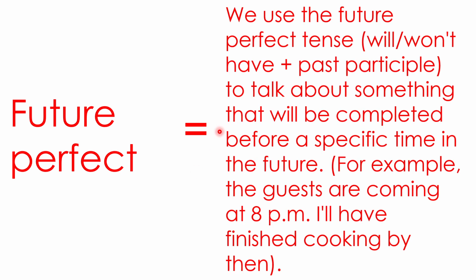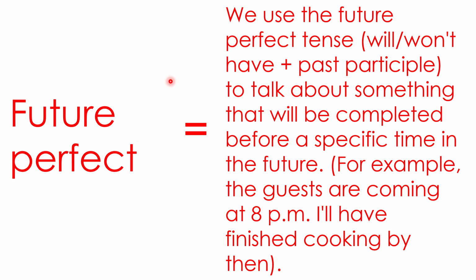Let's move on to the future perfect. We use the future perfect tense, which contains will, won't, have, and past participle, to talk about something that will be completed before a specific time in the future. So, for example, the guests are coming at 8 p.m. I'll have cooking finished by then.